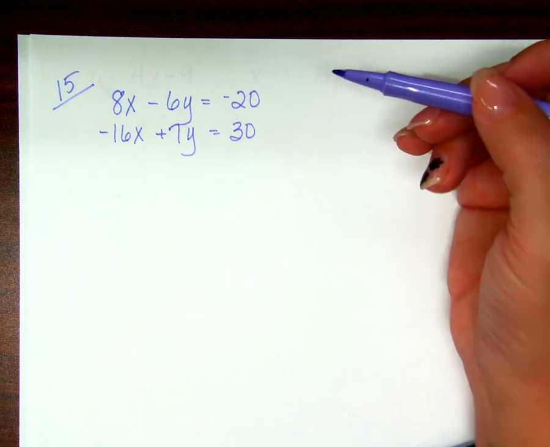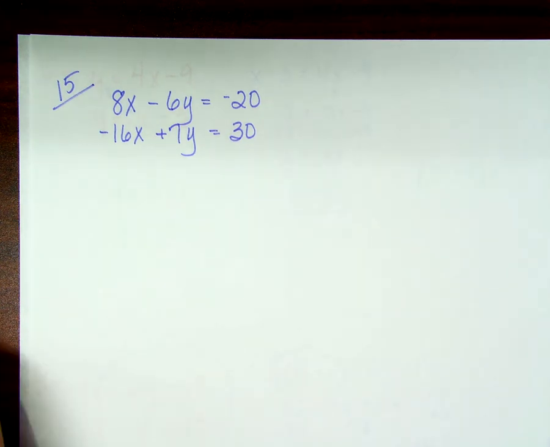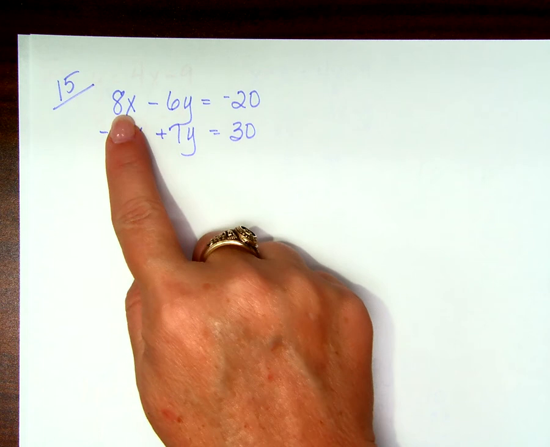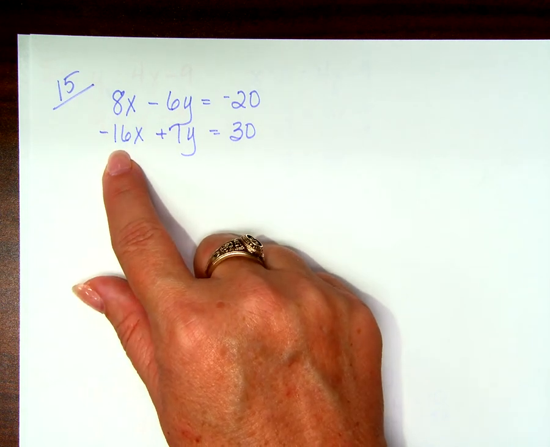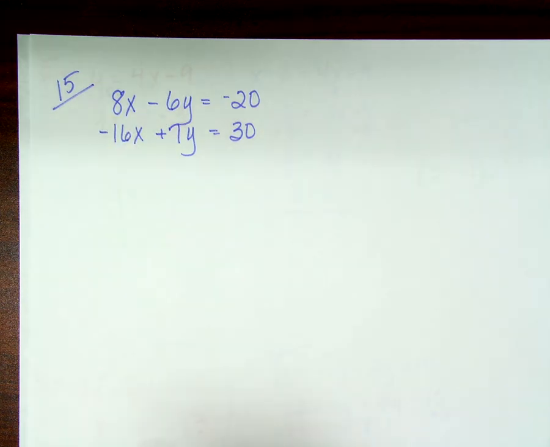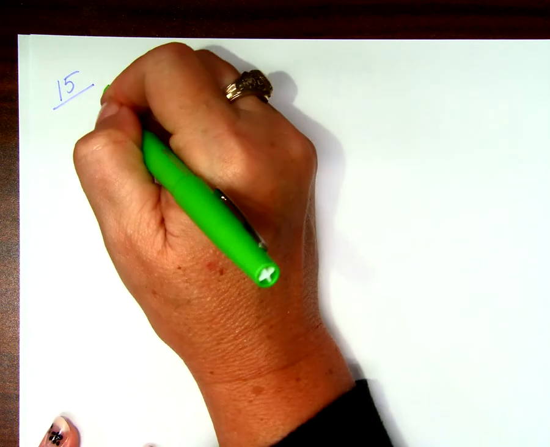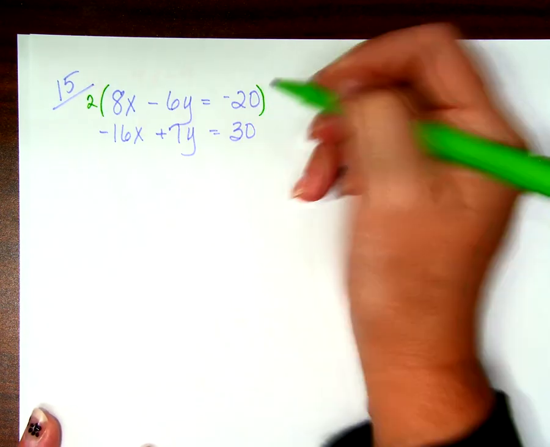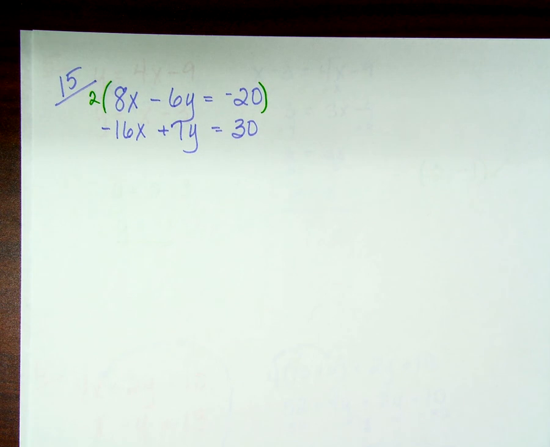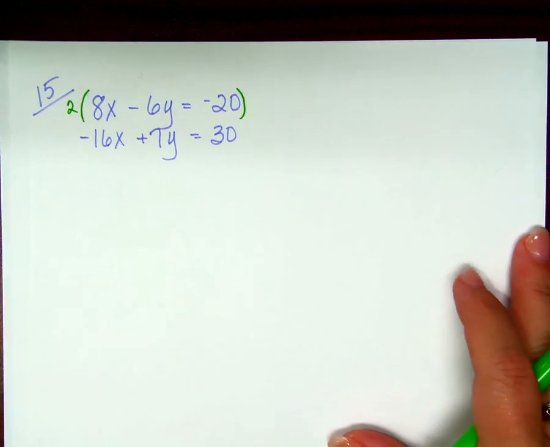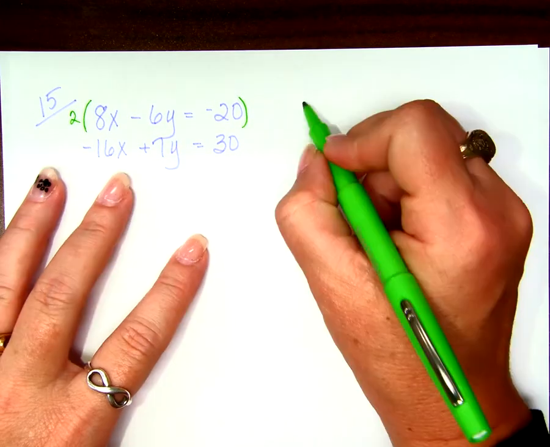So I need to do something in order for them to become the same numbers with opposite signs. Okay? Now, I notice that this x is half of this other x. So, am I allowed to multiply this top equation by 2 as long as I multiply the entire equation by 2? Am I allowed to do that? Yes, because I'm not changing the value of the equation, I'm just doubling everything.